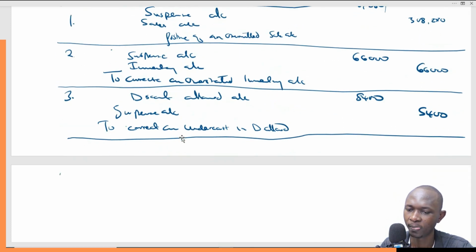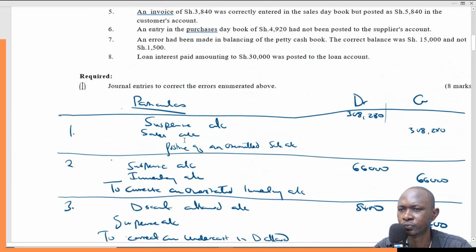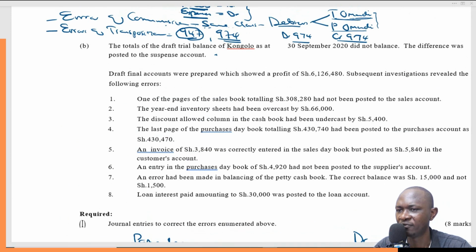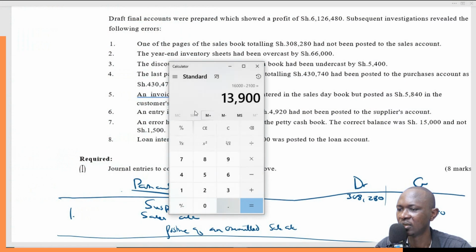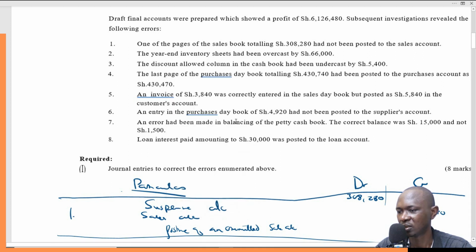Let's go to number 4. The last page of the purchases daybook totaling 43,740 had been posted to the purchases account as 43,070. So what's the difference here? We need to know the difference. So this is 43,740 minus 43,470. That gives us 270. So 270 is the difference.